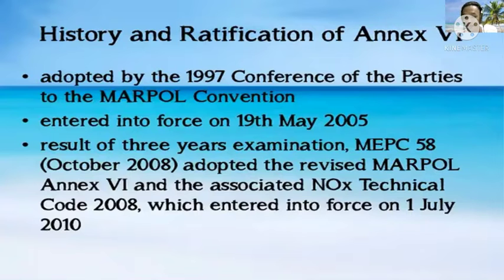Because the Annex 6 entered into force on 19th of May 2005, while the Nitrogen Oxide Technical Code in 2008 entered into force July 1 of 2010. So there is a 5-year difference between those two.